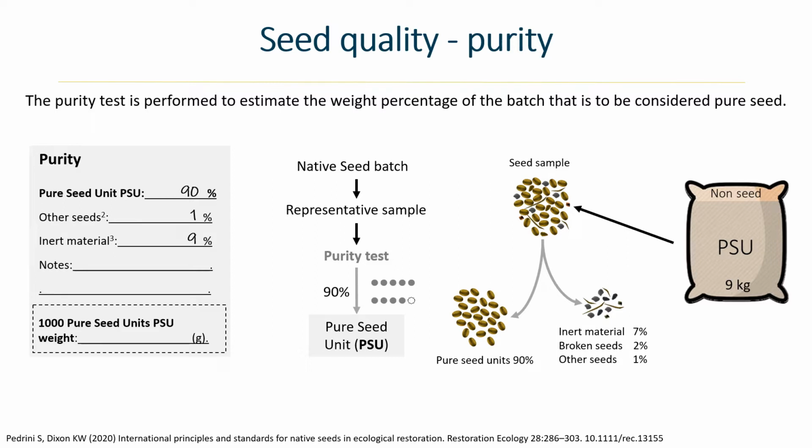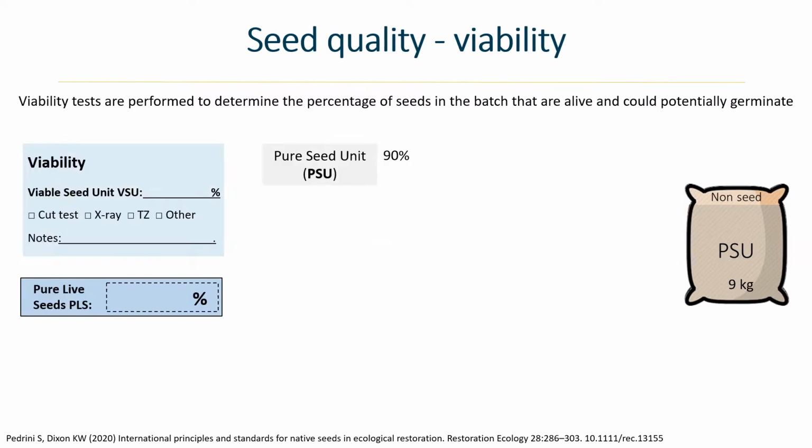Once you have this pure seed unit, you can use it to calculate the weight of 1,000 seeds. In this example, 5 grams. You then move on to the next step, the viability test.